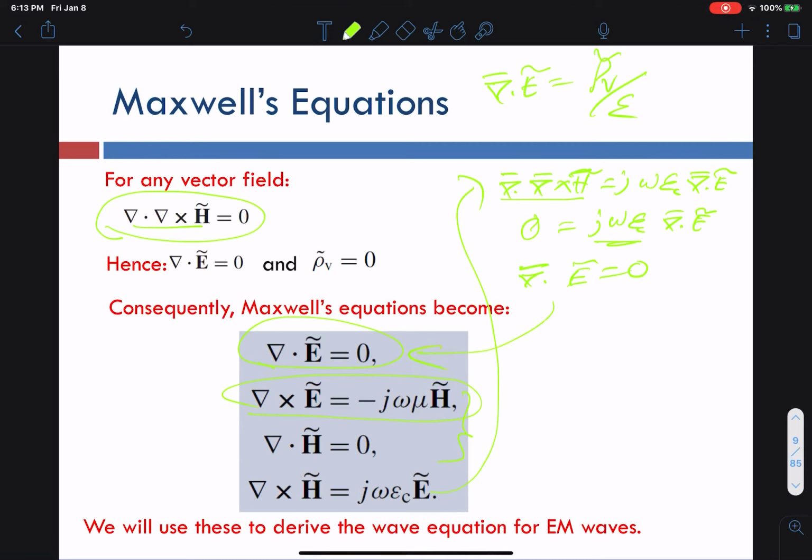So this is the equation we're going to use. It's the final form of modification. These are the four Maxwell equations modified to use for our wave propagation. All right.